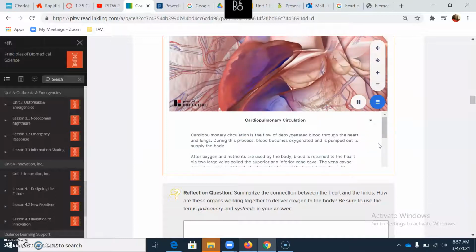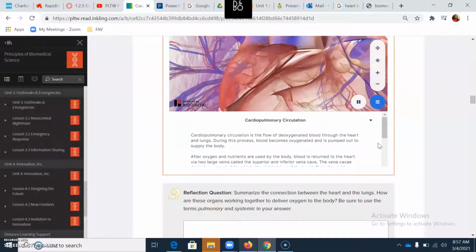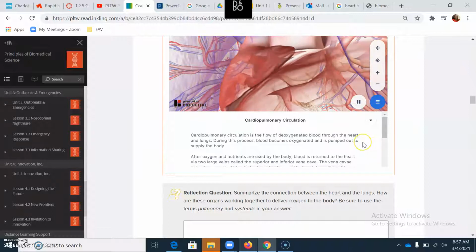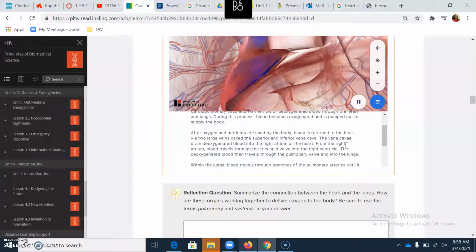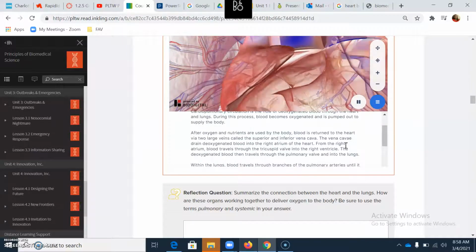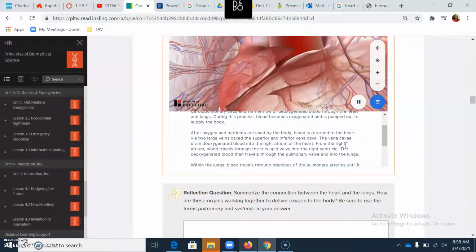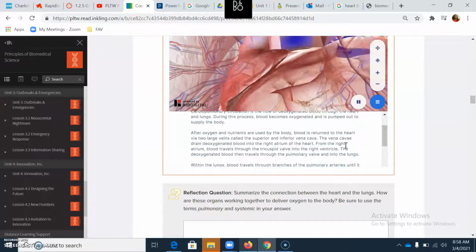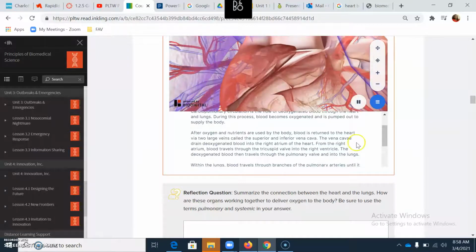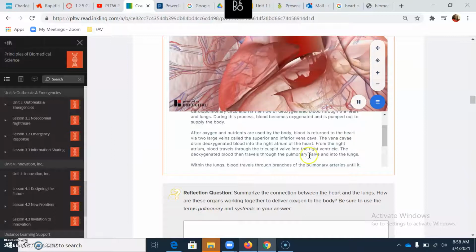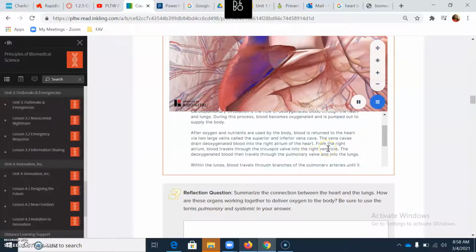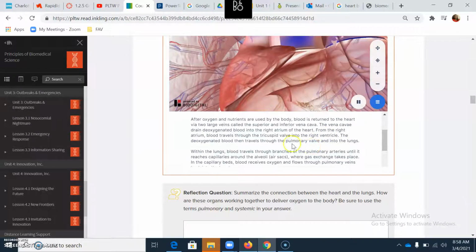Cardiopulmonary circulation is the flow of deoxygenated blood through the heart and lungs. During this process, blood becomes oxygenated and is pumped out to supply the body. After oxygen and nutrients are used by the body, blood is returned to the heart via two large veins called the superior and inferior vena cava. The vena cava drain deoxygenated blood into the right atrium of the heart. From the right atrium, blood travels through the tricuspid valve into the right ventricle. The deoxygenated blood then travels through the pulmonary valve and into the lungs.